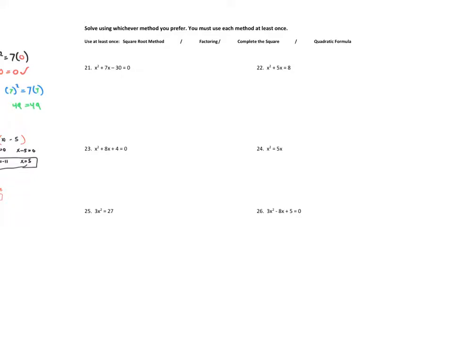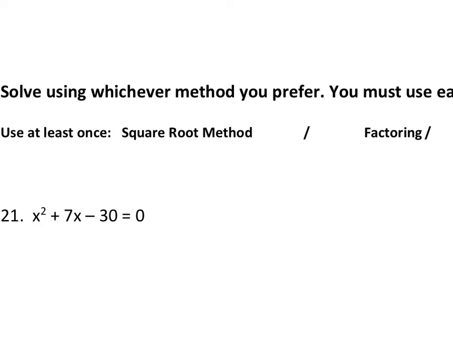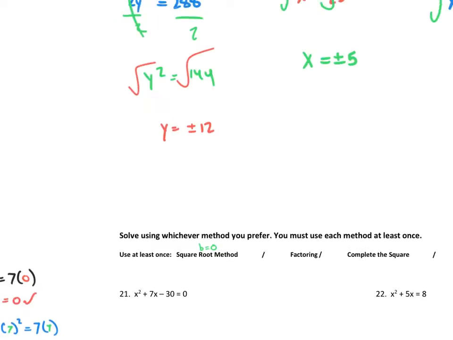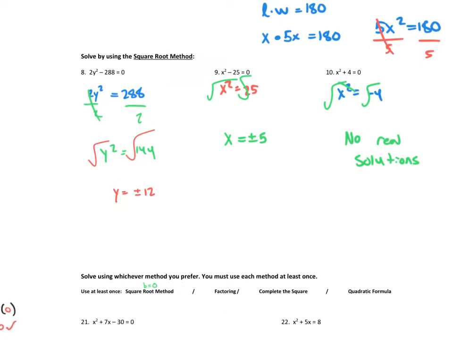So on this final section, it says solve using whichever method you prefer. You must use each method at least once. So let's talk about here when you can use each method. In order to use the square root method, your b value must be equal to 0. Go back up and look at 8 through 10. You'll notice that for all of these, they never had a b value. There were no regular x's.